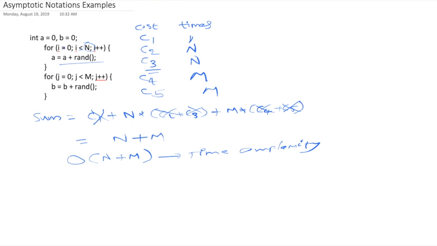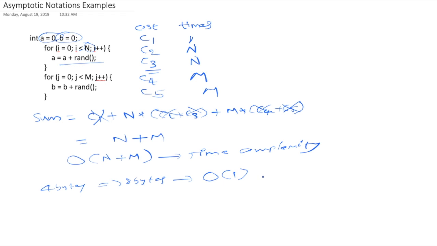So coming to space complexity. In this code, are we taking any extra space like arrays or hash maps, anything? Here I don't see any. So here we have only a equal to 0 and b equal to 0. Integers will take up 4 bytes of space, so 2 into 4 is 8 bytes. So we can say this is of constant space complexity.